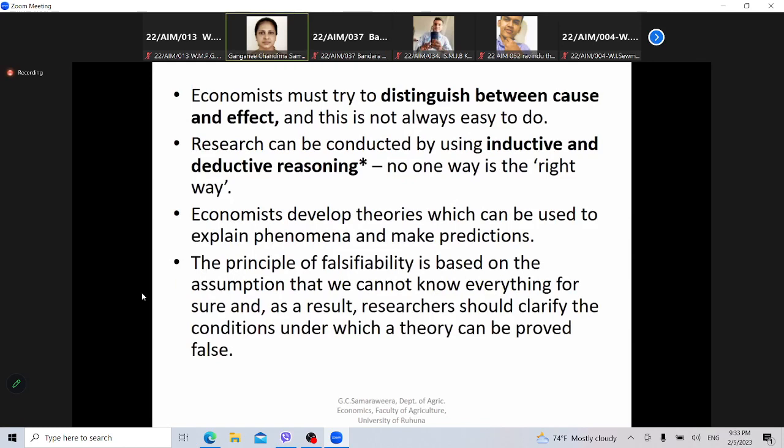And another important thing, economists must try to distinguish between cause and effect. What we explained before. Cause and effect. You got the highest results during your first semester. The cause is you studied well. You ask different questions when you're learning things. You actively participate in the lecture program. During the lecture, you learned, you studied a lot. So that is the cause for getting very good results. That is a cause-effect relationship.